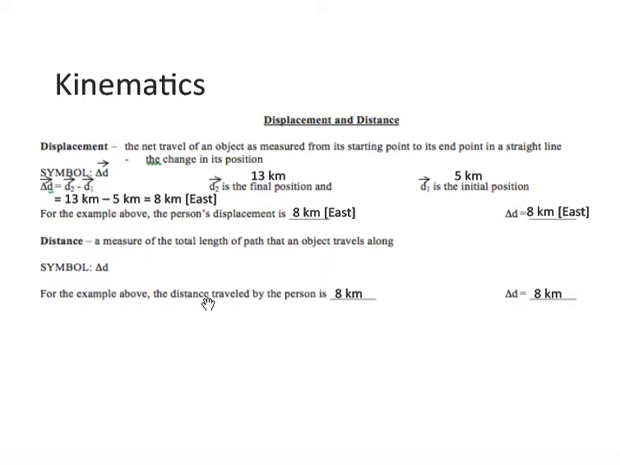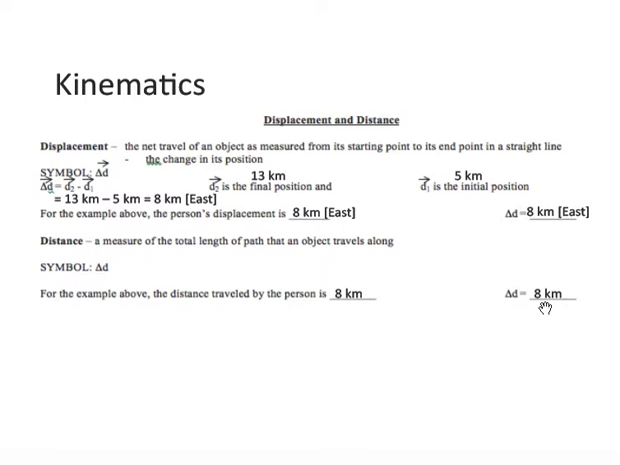Distance. There are very few situations actually where distance and displacement will be the same. And we'll discuss those situations in a few moments. However, distance is a measure of the total length of path that an object travels along. The symbol for distance is just delta d without the arrowhead. That means that distance is not a vector. That means that distance does not require direction. That's really important. So for the example we just did, the distance traveled by the person was also 8 kilometers. And we would write delta d equals 8 kilometers without any direction.